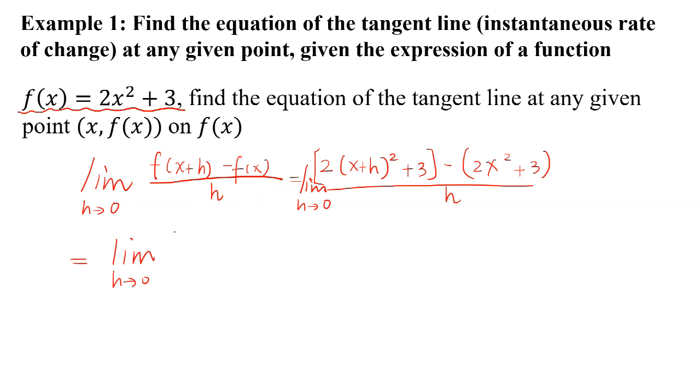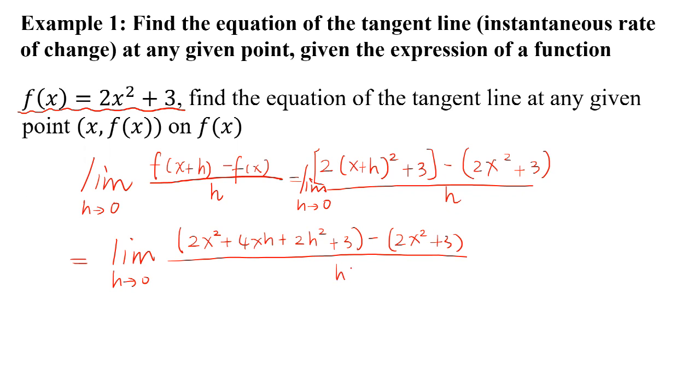Then we can simplify the numerator first. The numerator is 2x squared plus 4xh plus 2h squared plus 3 minus (2x squared plus 3), over h, right? And this is the limit as h approaches 0. And the numerator now is simplified to 4xh plus 2h squared over h, which is the limit as h approaches 0.